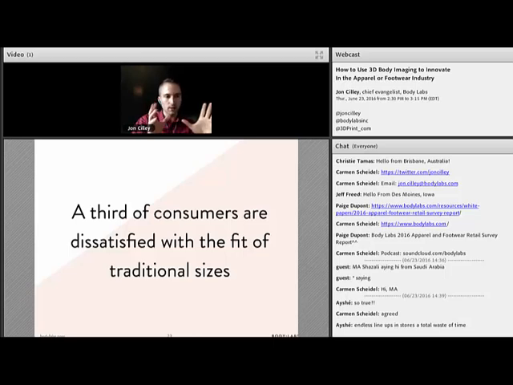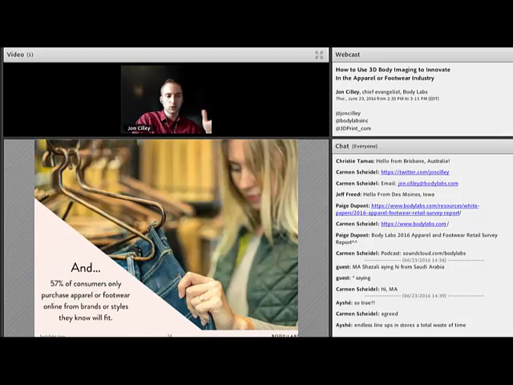And we'll dive into some of the nuances and the problems that are maybe associated with the reason why people are dissatisfied with traditional sizes. But all that stuff included, 57% of consumers also only purchase apparel or footwear online from brands or styles that they know will fit them. Now, again, this makes sense, right?